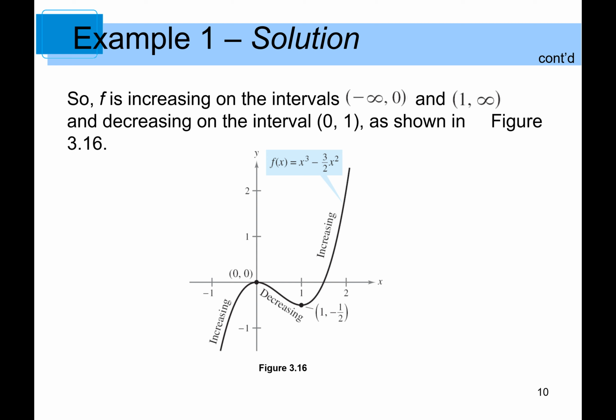If you look at the graph, our graph looks like this. From negative infinity to 0, it's going up. The graph is going up, so the slope of the tangent line here is positive. And from 0 to 1, it's decreasing. The slope of the tangent line here is negative. From 1 to positive infinity, it's going up, so the slope of the tangent line is positive again.